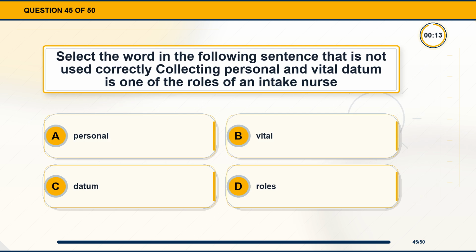Question 45. Select the word in the following sentence that is not used correctly. Collecting personal and vital datum is one of the roles of an intake nurse. Option A, personal. Option B, vital. Option C, datum. Option D, roles.